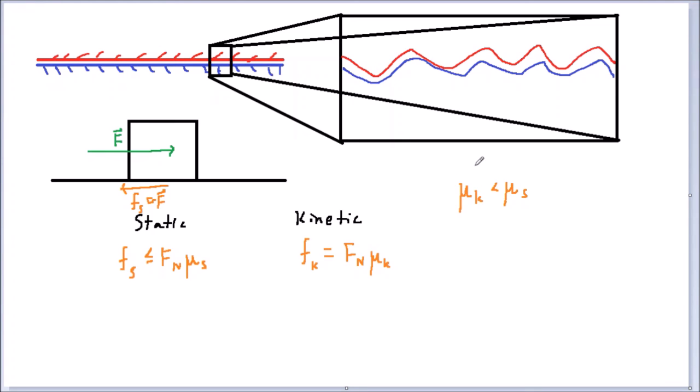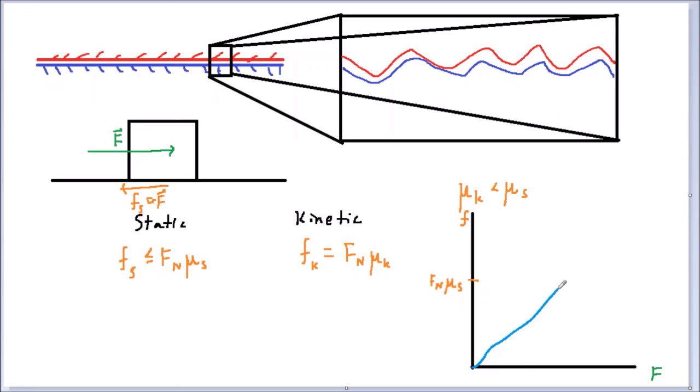So we can draw a graph of the applied force versus the friction force to see how this works. If we have our two axes here, the x-axis I'm going to put as the magnitude of the applied force, while the y-axis is going to be the magnitude of the opposing friction force. So at first, while our force is still less than the static friction, which I'm going to label right here, this is going to be F sub n times mu sub s.